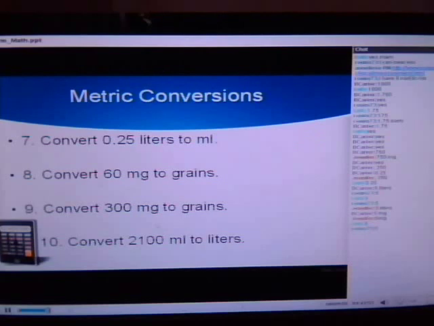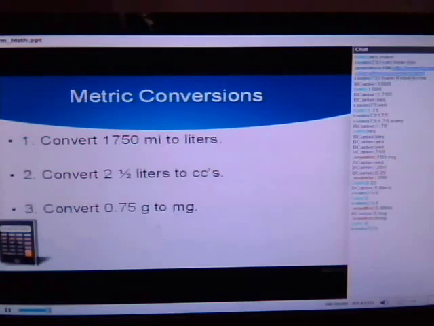And we know that there's 1,000 micrograms in 1 milligram. So the answer is 5 milligrams. Excellent. This part is kind of easy. I just wanted to refresh us all.